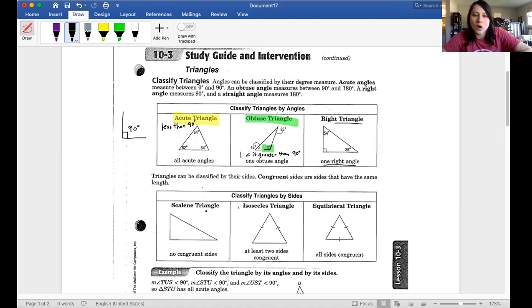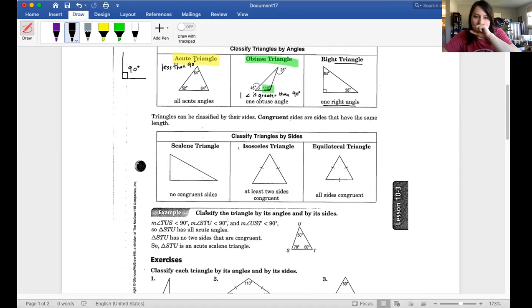Okay, now classifying triangles by the sides. So a scalene triangle is where none of the sides are the same measure. No sides are equal. None of them are the same, okay? So we use these little marks. Sometimes we put a little tally, little mark here to show that they are the same or they are different. So if I have one mark here, two marks here, and three marks here, that means all three of them are different.